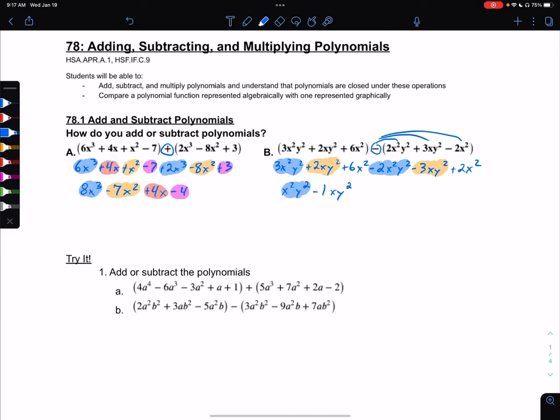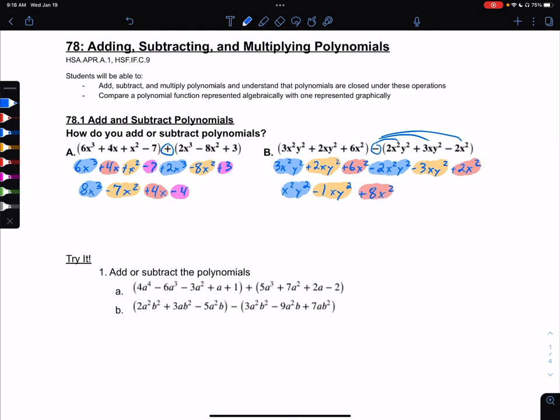Forgot to highlight these. Once again, really the major issue that you can run into is the signs. So make sure you're careful with your signs. So I now have the only terms left are 6x squared and 2x squared. So I can combine those, and 6 plus 2 would give me 8x squared.